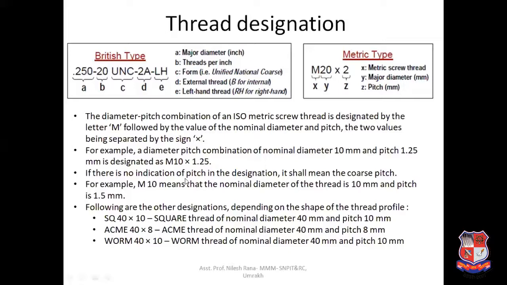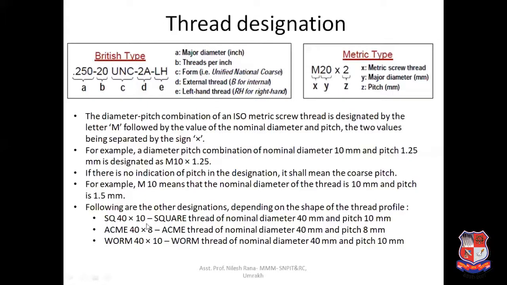If there is no indication of pitch in the designation, it shall mean the coarse pitch. For example, M10 means that the nominal diameter of the thread is 10 mm and pitch is 1.5 mm. So, following are the other designations depending on the shape of the thread profile.